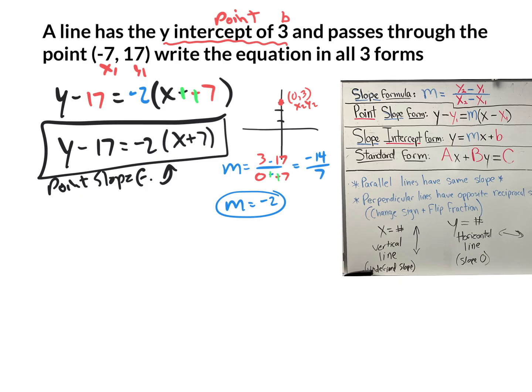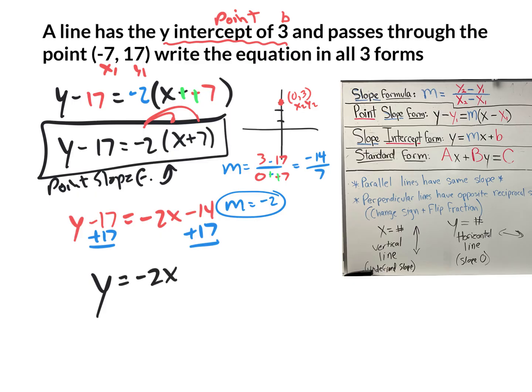And when you distribute that -2, you're going to have a -2x with the -14. So -2 times x is -2x, -2 times 7 is -14. The equal sign here, bring down the y minus 17. And to get y by itself, all you do is get rid of that -17 by adding 17 and adding 17. So now you have y by itself equals -2x plus 3. So that's your slope intercept form equation.